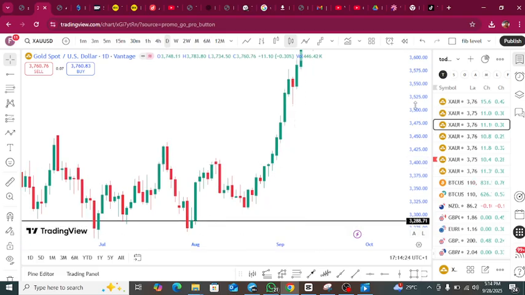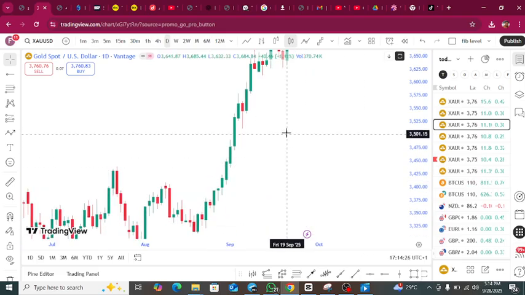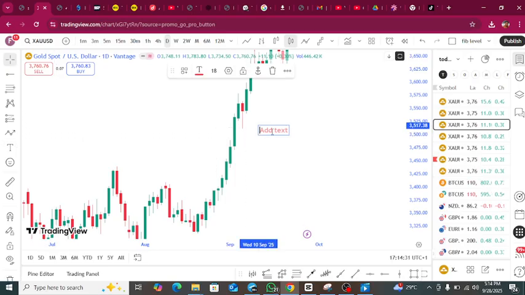Okay, so we have 5 types of levels, and I've shown you all of them on the charts. The first one is the A level. The second one is the V level, which is support. The third one is the resistance breaks support level.